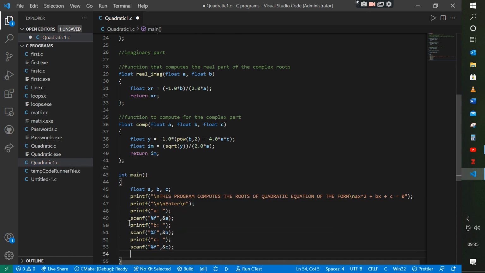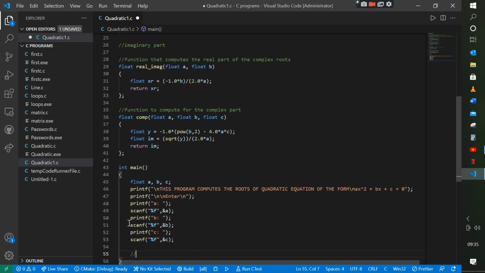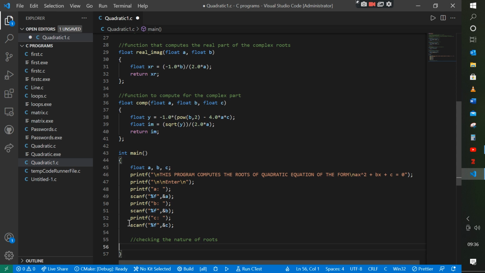Now from here we shall need to identify whether the thing we have in the square root is either positive or negative. The b squared minus 4ac identifies whether we have complex or real roots. So, checking. We are going to check for the nature of the roots.